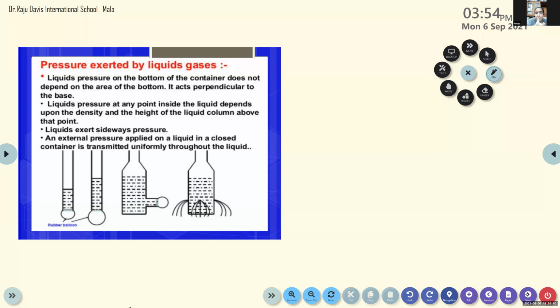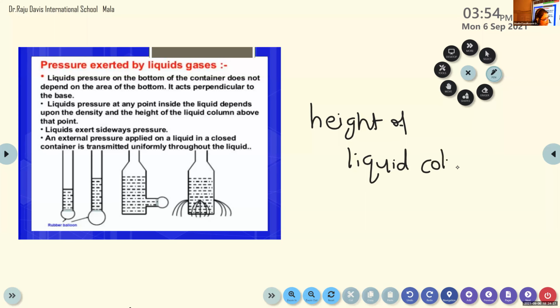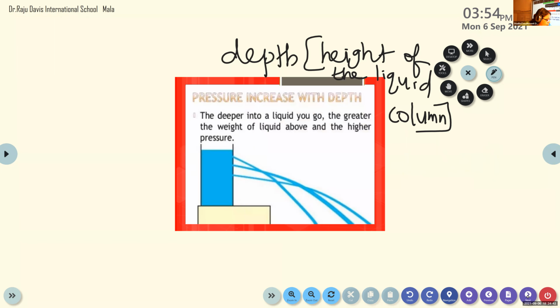First point, what did you write? Pressure increases with the depth. Depth, there, in brackets, please write depth means height of liquid column. Height of liquid column. Okay. So that is the first feature. Height of liquid column, that is the first feature. Did you write height of the liquid column?